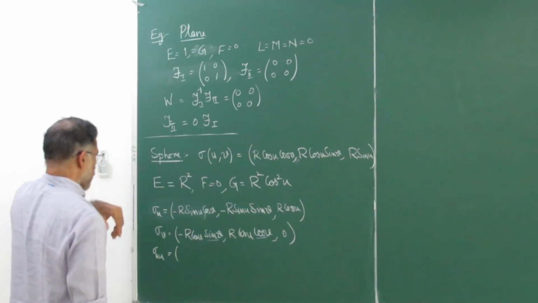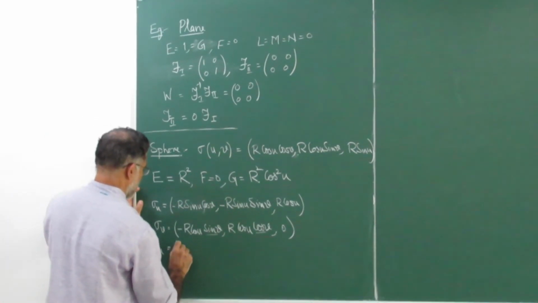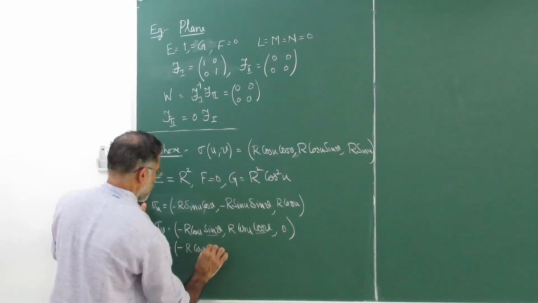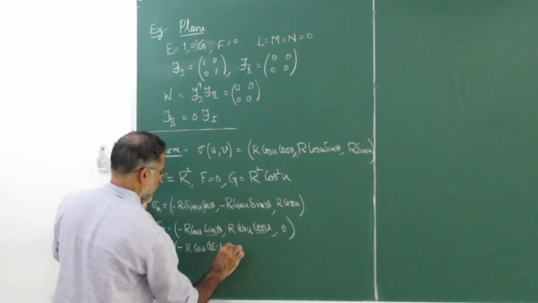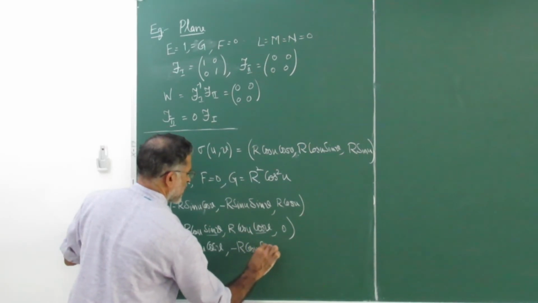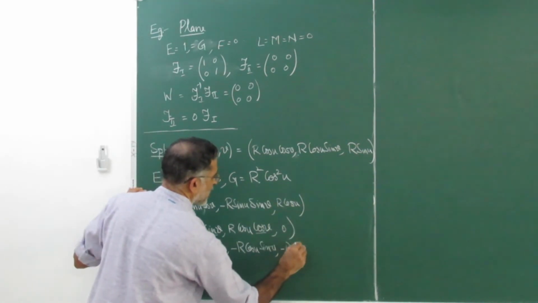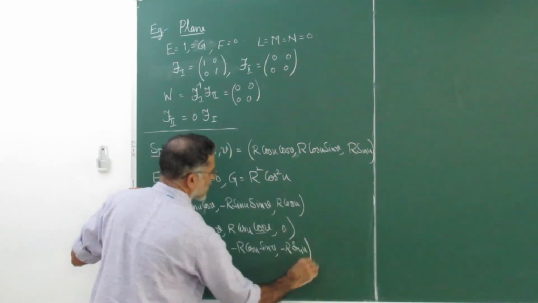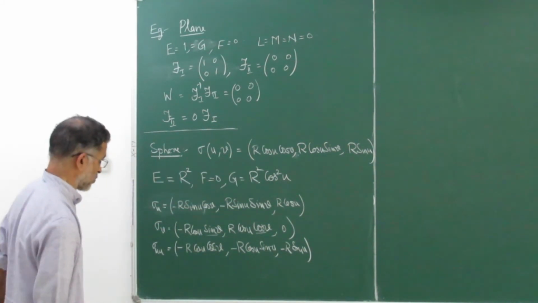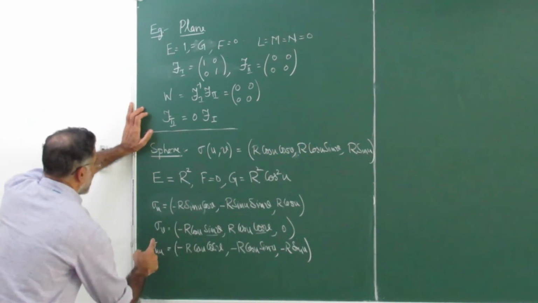So let us compute sigma uu. Once again differentiate with respect to u. So you get back your original expression with a minus sign: minus r cos u cos v, minus r cos u sin v, and here minus r sin u. There is no surprise in it. You get back the same expression with a minus sign. That's all, because you are differentiating with respect to u twice.